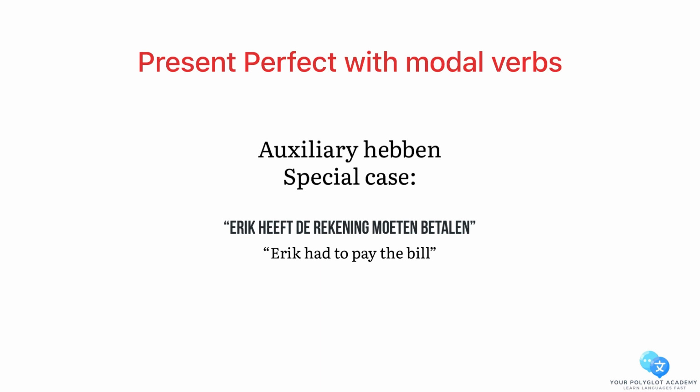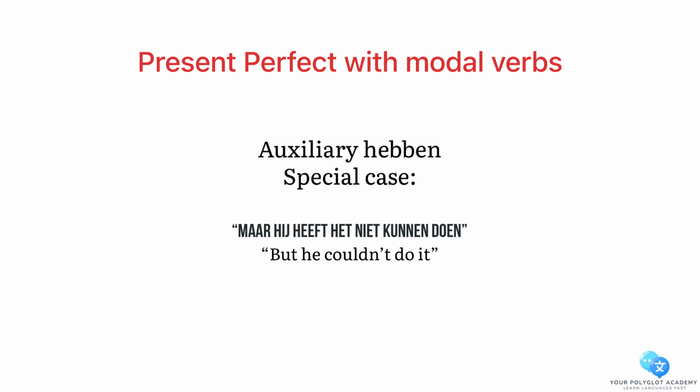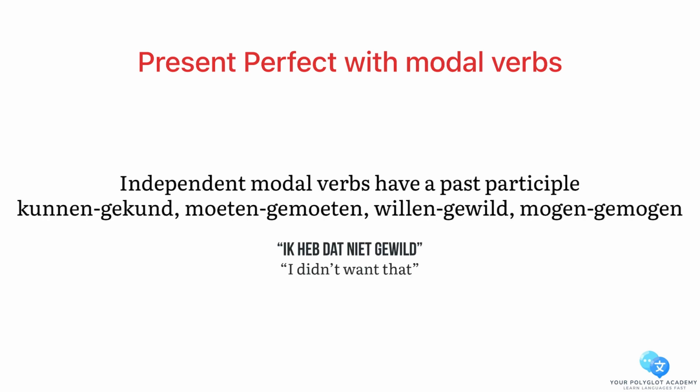For example, Erik heeft de rekening moeten betalen. Eric had to pay the bill. Maar hij heeft het niet kunnen doen. But he couldn't do it. And only modal auxiliaries that can be used independently have a past participle. For example, kunnen, gekund, moeten, gemoeten, willen, gewild, mogen, gemogen. For example, ik heb dat niet gewild. I didn't want that.